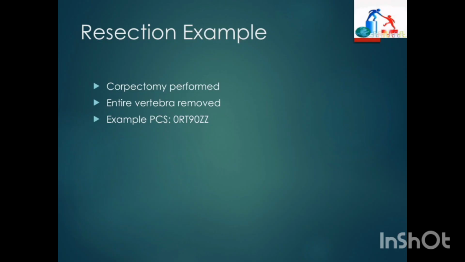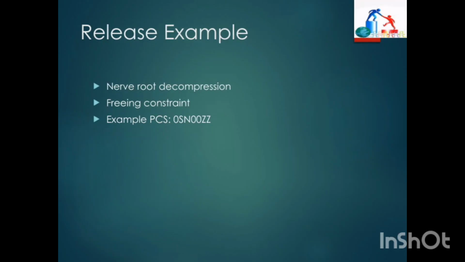Overall, this step is a key component in complex spinal surgeries, especially when stability and decompression are necessary. It's a powerful tool in our surgical arsenal for managing severe spinal conditions. Now, let's talk about nerve root decompression, which is all about freeing the nerve from any constraints that might be causing pain or impingement. The key here is to carefully release those restrictions so the nerve can function properly again.